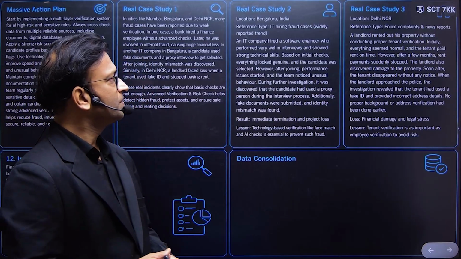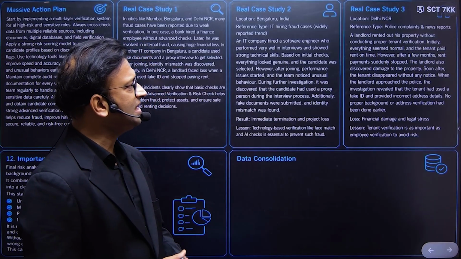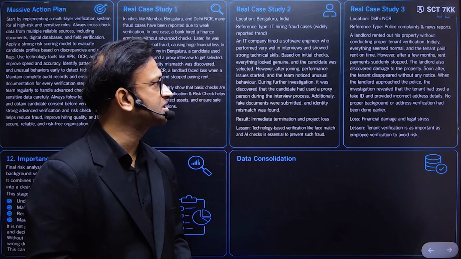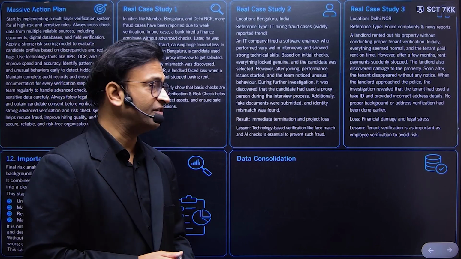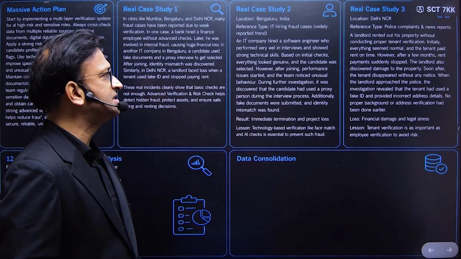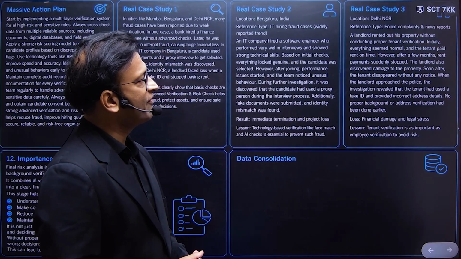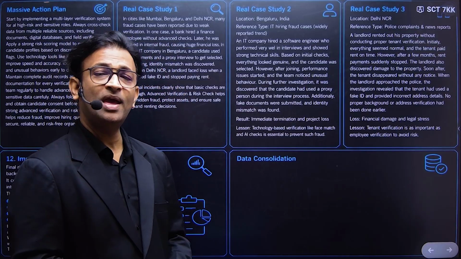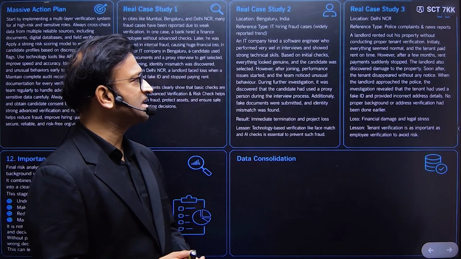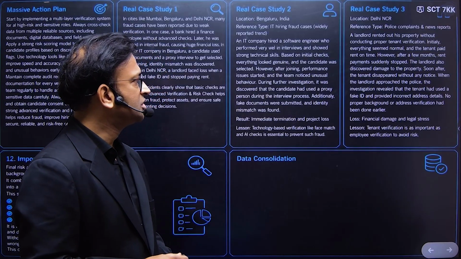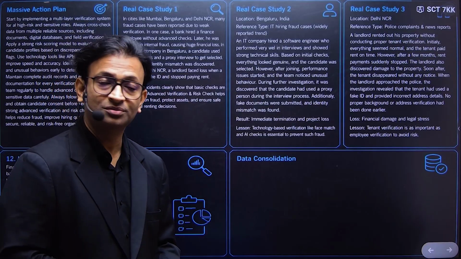Moving on to case study 3 that happened in Delhi NCR. Police complaints and news reports. A landlord rented out his property without conducting proper tenant verification. Initially, everything seemed normal and the tenant paid rent on time. However, a few months later, rent payments suddenly stopped. The landlord also discovered damage to his property. Soon after, the tenant disappeared and could not be contacted at all.